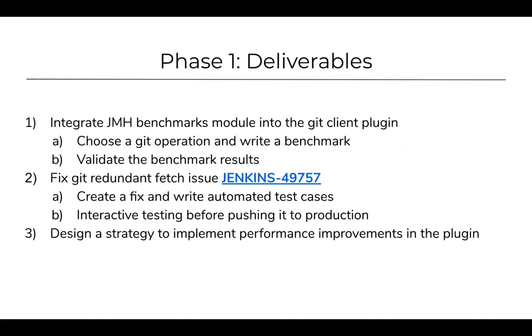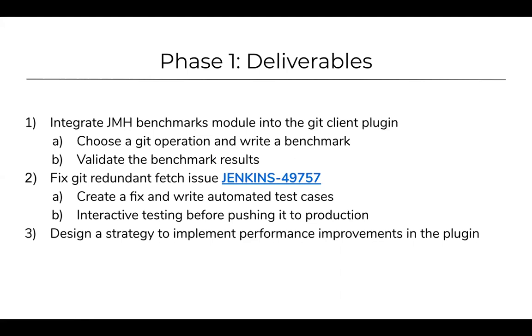So what we were supposed to do in phase one, and have done, first was to integrate the JMH benchmarks inside the Git client plugin. I did that. It was pretty simple because in a previous year GSoC project, JMH was basically provided inside. I had to do nothing, not even an external dependency. It's provided in the Jenkins unit test harness. So I just had to write two Git operation benchmarks. The first is Git fetch and the second is Git ls-remote.